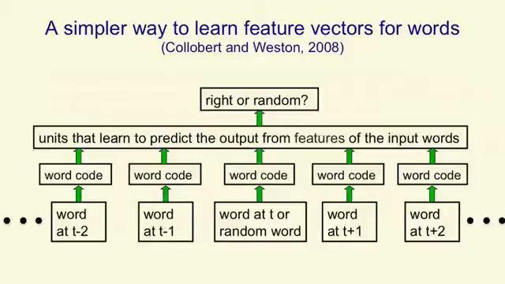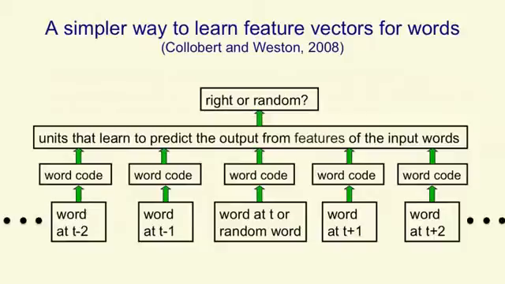So they look at a window of 11 words, 5 in the past and 5 in the future, and in the middle of that window they put either the correct word, the one that actually occurred in the text, or a random word. And then they train a neural net to produce an output that's high if it's a correct word and low if it's a random word.